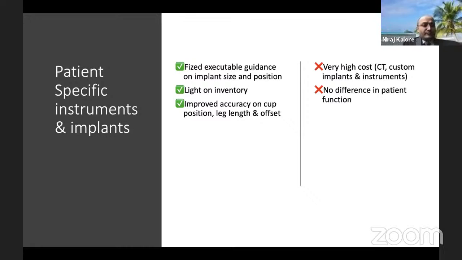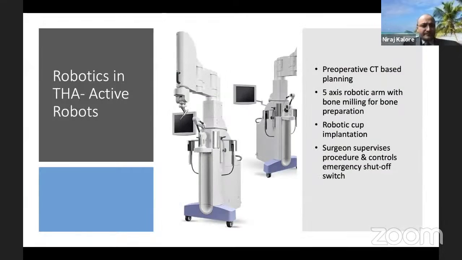The manufacturers claim that there is improved accuracy on cup position, leg length, and offset. This, however, has not translated into real life so much. Patient function hasn't been much different. The cost is very high. So these are the limitations of this technology.